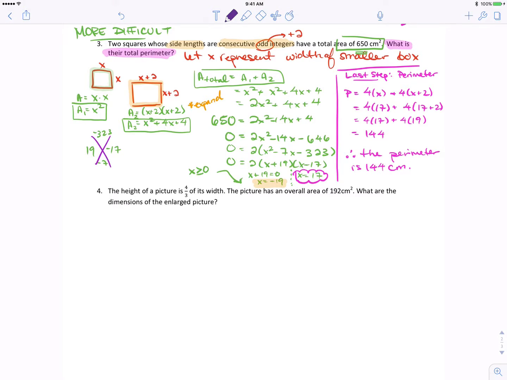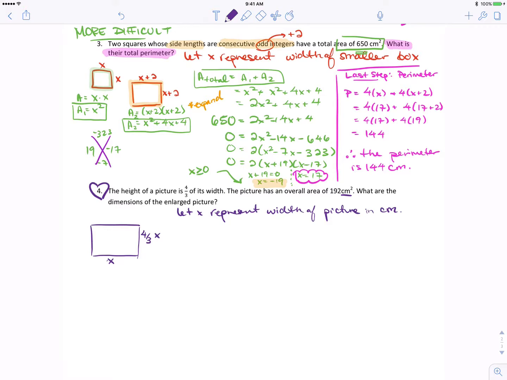Now here's a problem. I generally like these kind of problems when we're talking about a picture. A height of a picture is 4/3 of its width. If I take a picture, remember, it doesn't matter what the picture is of. We're going to say that the height is 4/3, so it's bigger than the width. So that's x, and as soon as I do that, let x represent the width of the picture in centimeters, because it kind of tells me here.